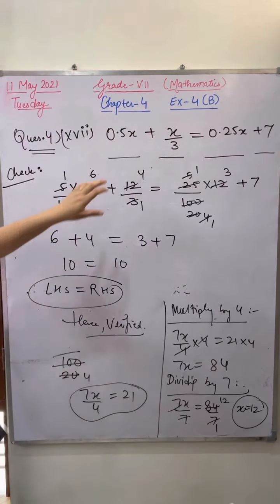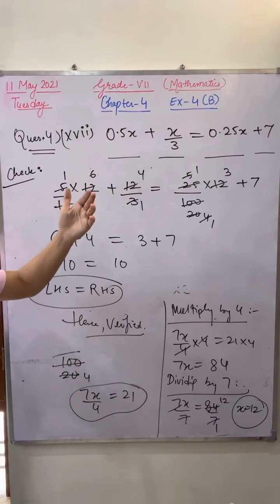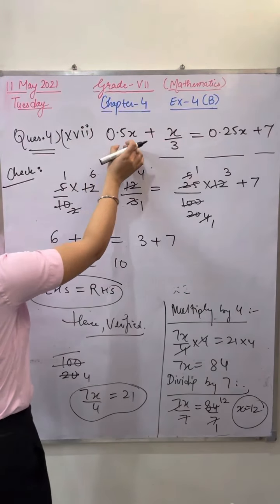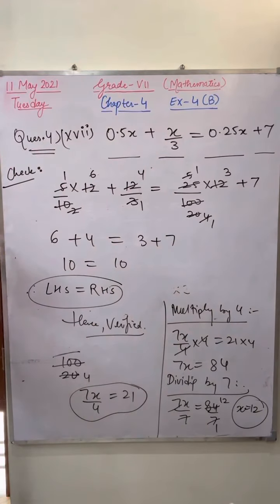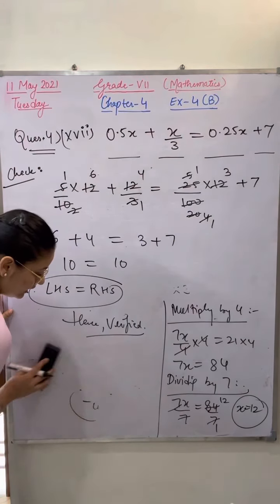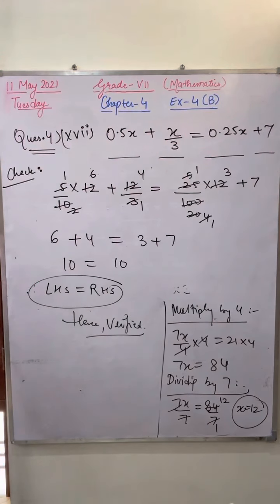Decimal questions are very easy. Sometimes you think they are difficult. You just have to open the decimal, and you can cancel the terms. So this is left, and then you can verify. Any doubt in this question? Yes, any doubt?